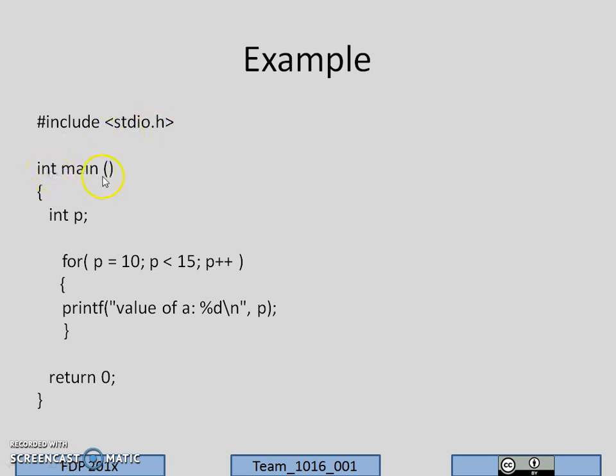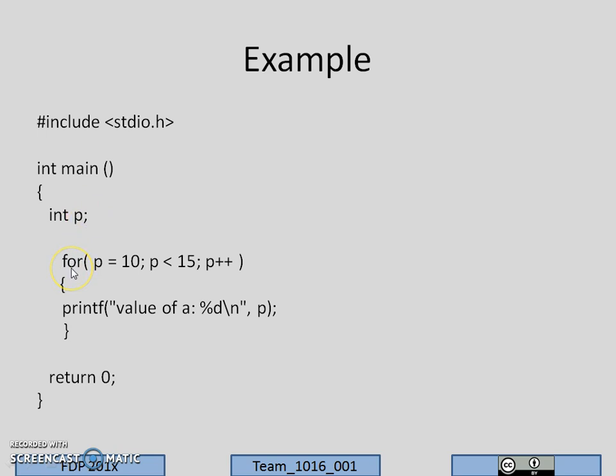Then comes the main function. This is the return type of the function, that is int, and this is the body of main function. In each and every C program there is only one main function. Now here I have declared one variable, that is p. Its type is integer. p is an integer type of variable terminated with semicolon.